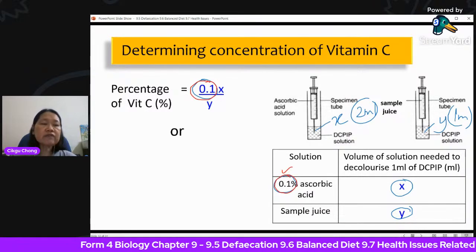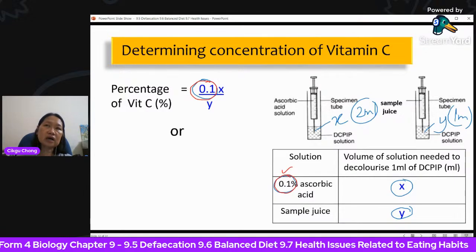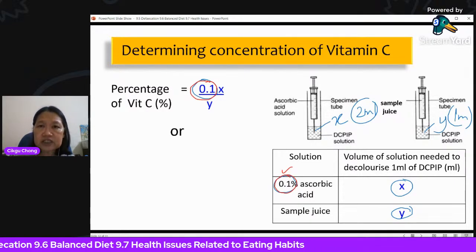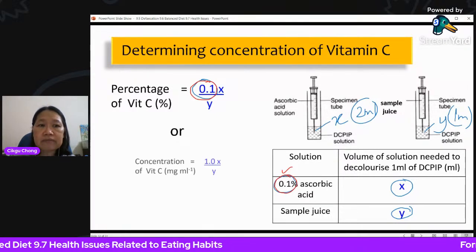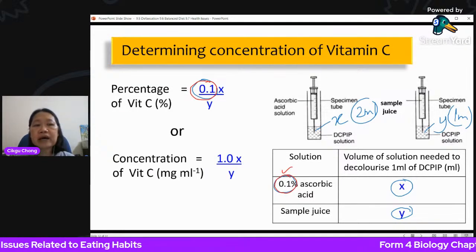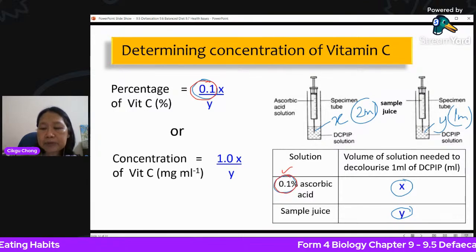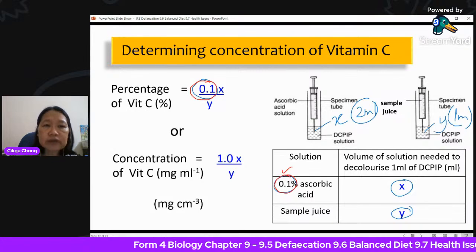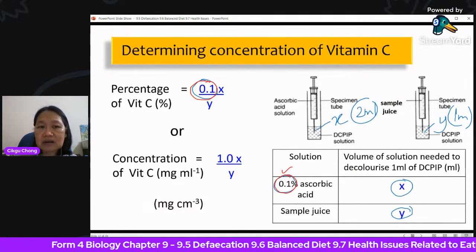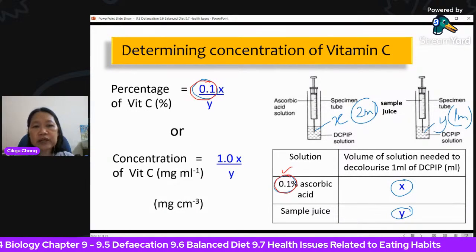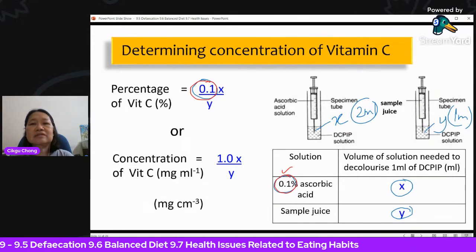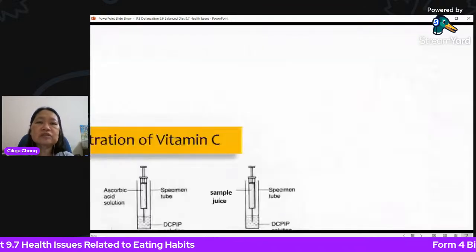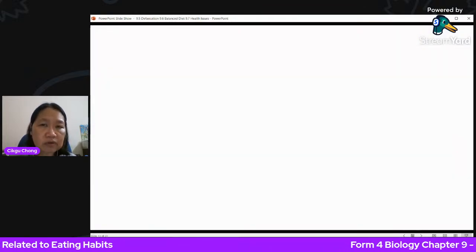Or if the question wants you to put it in concentration, which means not percentage but milligram per ml, or milligram per centimeter cube, which is the same, then you just use x over y. No need to times 0.1, you just do x over y and you will get the answer. Okay, let's do a question to see how to use this formula.